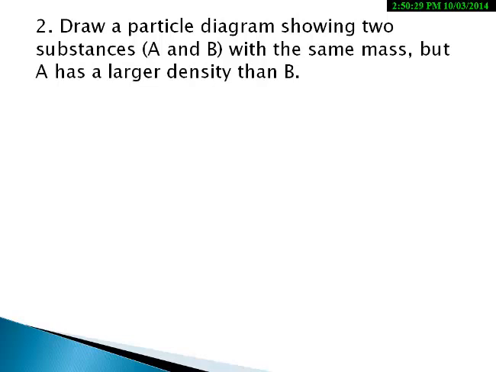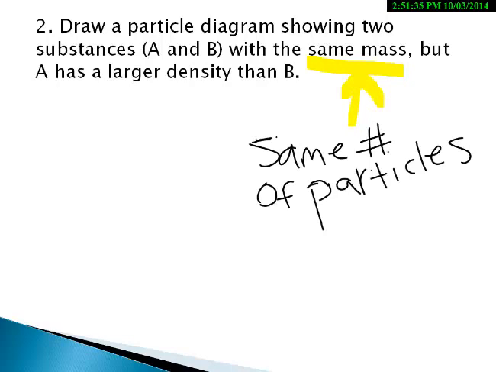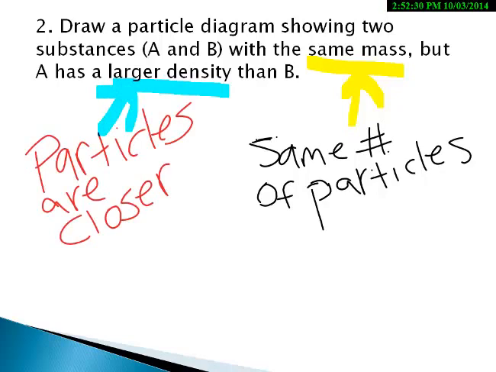So a couple of things you want to pick out here. Since they have the same mass, you know that they have to have the same number of particles. Okay, but since A has a larger density than B, that's a little bit different. Now, a bigger density means that the particles are closer together. So, without even drawing boxes, let's just draw numbers of particles. So if we want to have A have the particles closer together than B, let's just do this. So we'll do A right here. A's particles are close together.